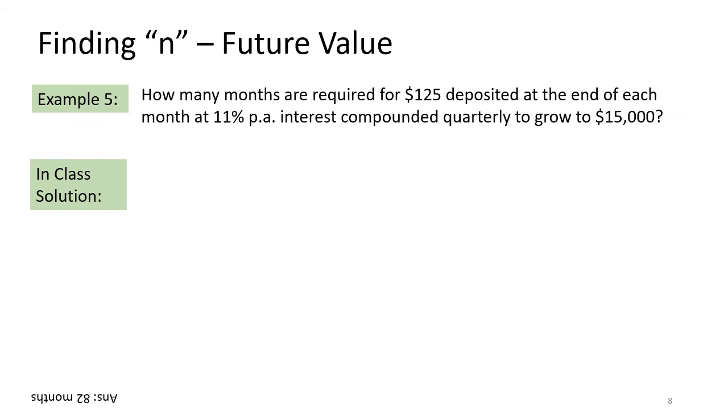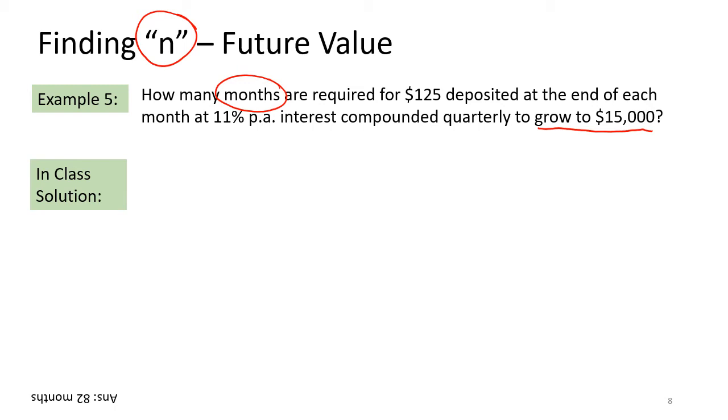So let's look at some examples for finding n. I'm going to do 2 examples of finding n knowing the future value, and then we'll do 2 examples knowing the present value. Our first question: how many months are required for $125 deposited at the end of each month at 11% per annum interest compounded quarterly to grow to $15,000? You'll notice it says to grow to $15,000. That tells you it's a future value. And by asking for how many months, you know you're trying to find n, the number of periods.